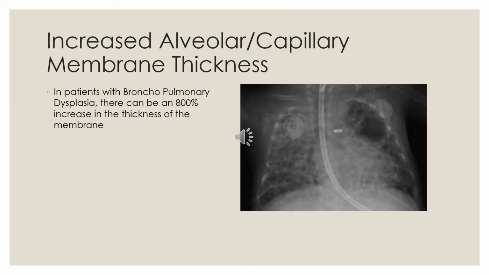So patients with BPD or bronchopulmonary dysplasia can have an 800% increase in the thickness of the membrane. That's going to dramatically cause their CO2 to rise and their PO2 to drop. And you can notice even on chest X-ray how nasty those X-rays look.